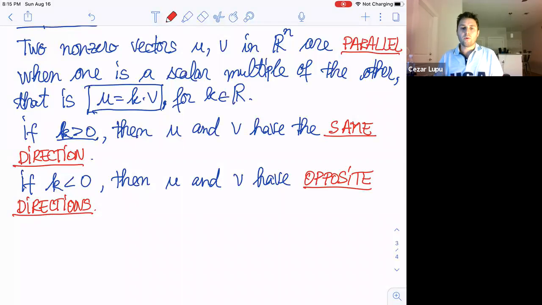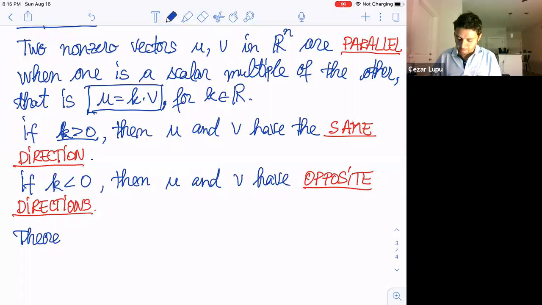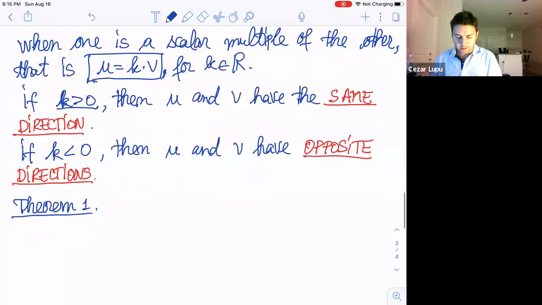Well, now we are veering towards a theorem which will give us the length of a scalar multiple of a vector, and as you can expect, it's not a big deal to compute this. Well, let's see it. So we have the following theorem. Let's say theorem 1. And like I said, this will give us the length of a scalar multiple. And basically it says the following.